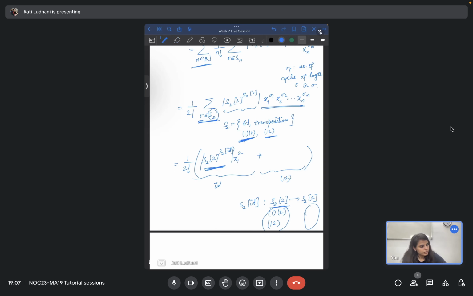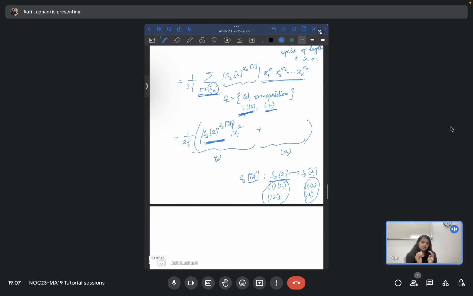You have 1 2 and 1 2. Okay, now what does identity do? So this is what it is doing. Identity is saying, for example, for this element 1 2, what does this say? Identity is mapping 1 to itself and 2 to 2. So this will map to this only, and this will map to this.